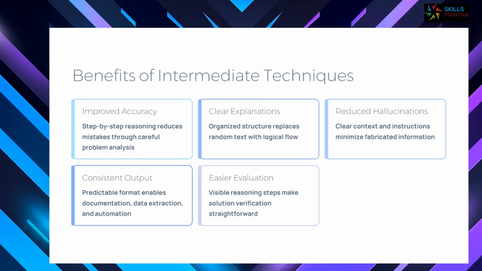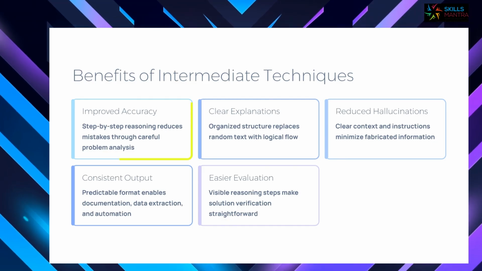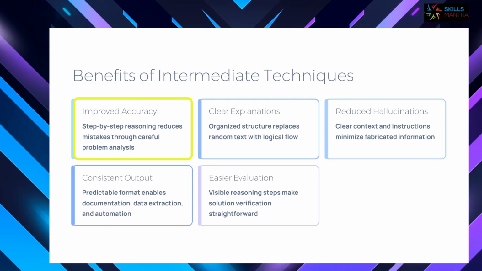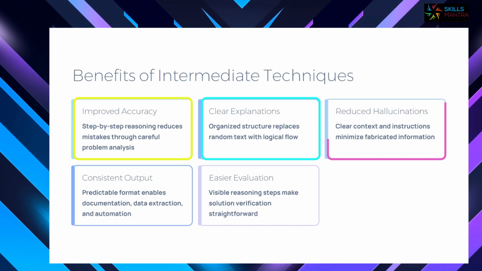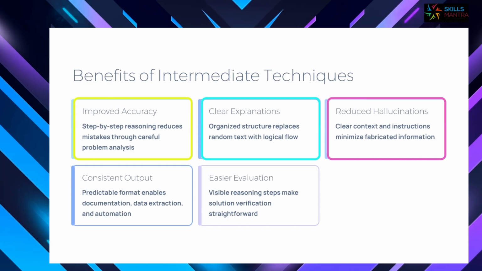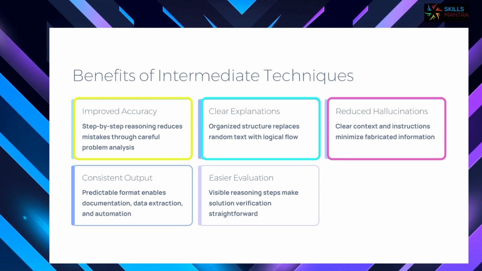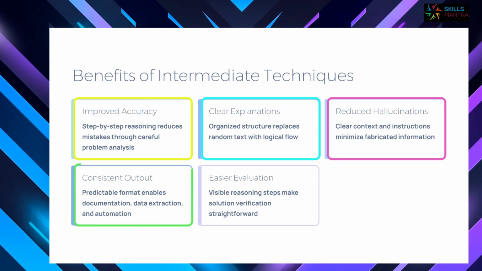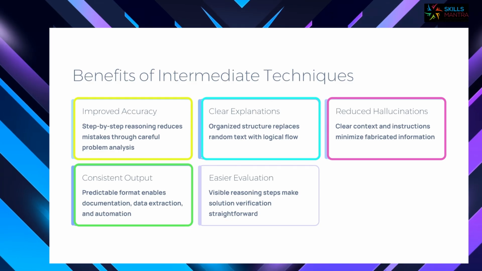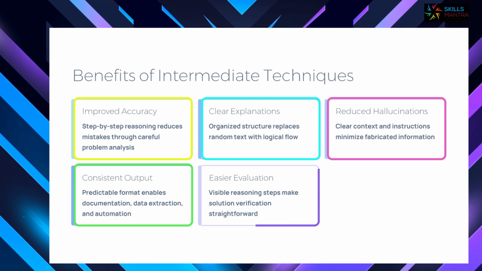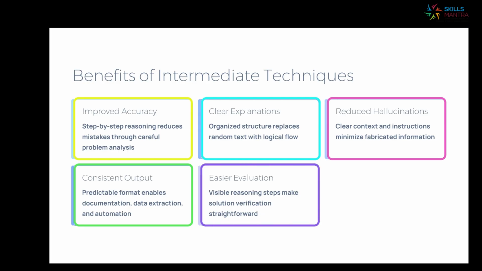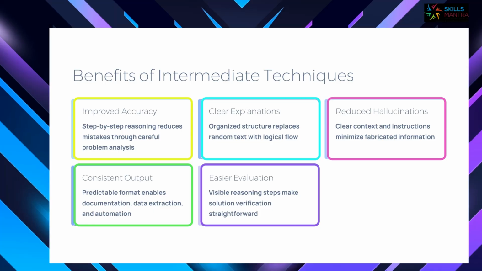Intermediate prompting provides several important benefits. First, improved accuracy. Step-by-step reasoning reduces mistakes. Second, clearer explanations. Structured responses follow a logical flow instead of random text. Third, reduced hallucinations. Providing context and instructions limits fabricated information. Fourth, consistent output. Predictable formats help with documentation, data extraction, and automation. Finally, easier evaluation. Visible reasoning steps allow solutions to be verified easily.